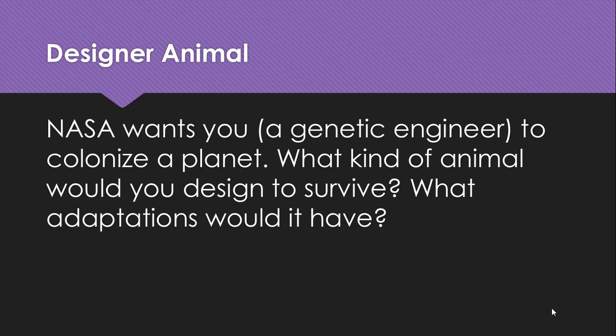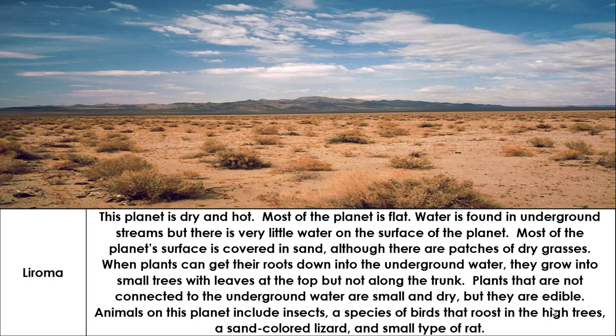Let's talk about a potential planet. Let's say that NASA discovers a new planet and it's called Liroma. Let's describe this planet. This planet is dry and hot. Most of the planet is flat. Water is found in underground streams, but there is very little water on the surface of the planet. Most of the planet's surface is covered in sand, although there are patches of dry grasses.